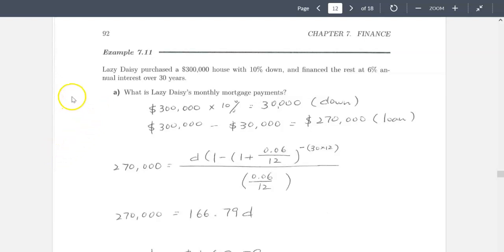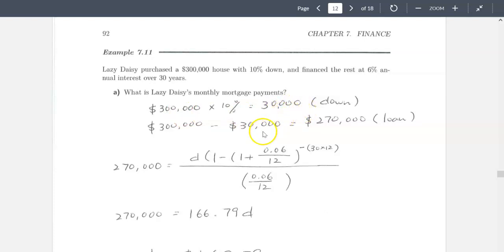Here's another example. If you want to buy a $300,000 house with 10% down, and finance the rest at 6% annual interest over 30 years. This is very much like what a project looks like if you choose to do the mortgage. The first thing you need to figure out is how much the down payment is. 10% of $300,000 is $30,000. So $30,000 is the down payment.